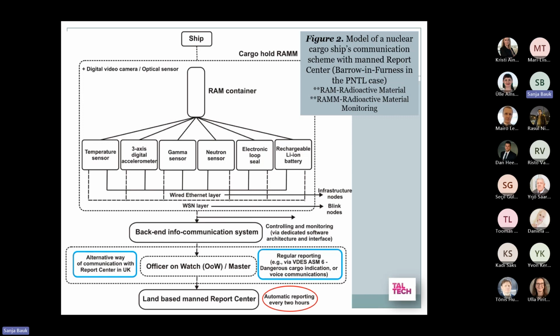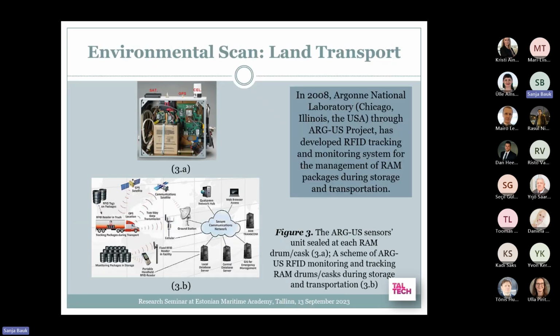These sensors should communicate with the back-end info communication system with a bridge, and then, as far as I realize, the officer on watch is using VHF digital exchange system, specific messages, number 6 for dangerous cargo indication, to communicate with a control center in the case of danger. But there is still no automatic reporting in real time to the control center ashore. And this is something which opens a space for further research.